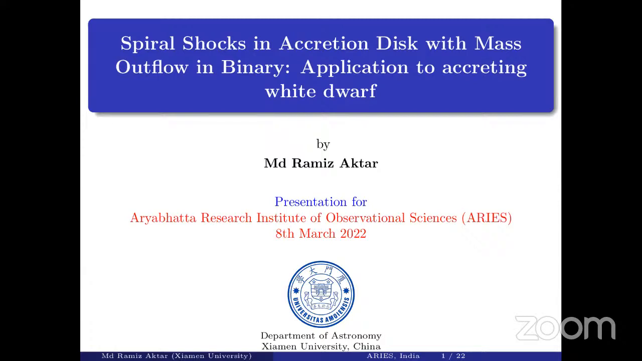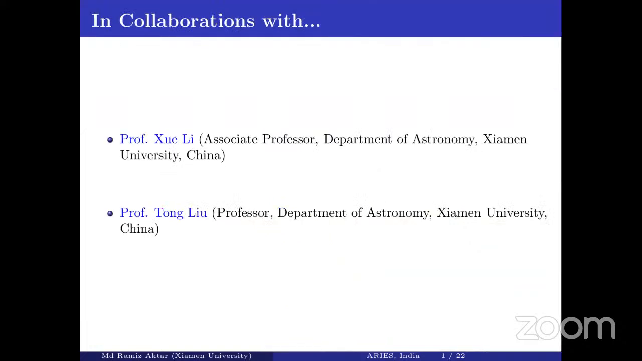I'll be talking about spiral shocks in accretion disks with mass outflow in binaries. I will show some applications, mainly in accreting white dwarfs. This work is mainly based on theoretical modeling, but I will give some perspective on how we can apply this theoretical model to some observational sources. This work has been done in collaboration with Professor Lee and Liu in the Department of Astronomy at Xiamen University.